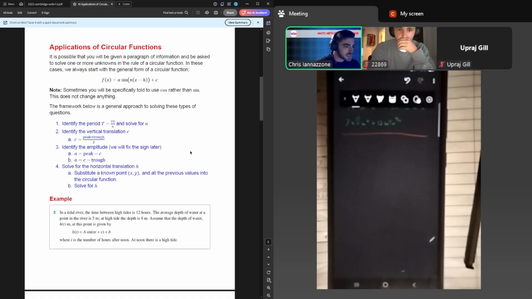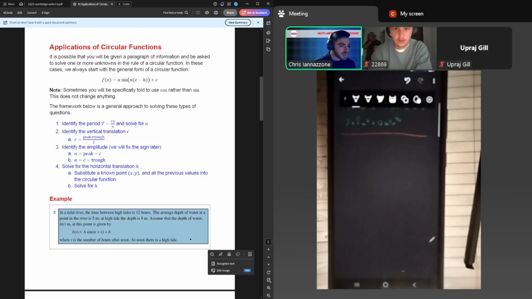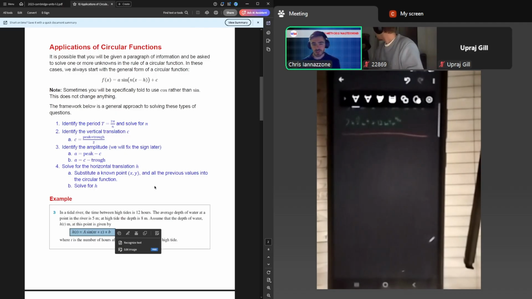So, applications of circular functions. Basically put, you'll be given some sort of scenario, as you see in the example below, and most of the time the goal will be to create a function out of that scenario. You can see in the example we have a fully generic circular function, and the goal is basically to fill in all of the unknowns in that circular function. That's one of the most common things that come up.